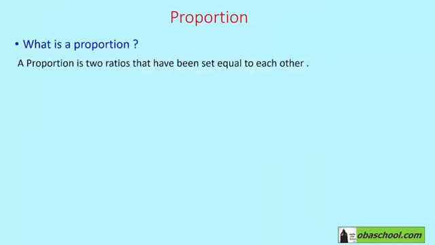Hello and welcome to Unit 5, Number 5. We will start with the proportion lesson.